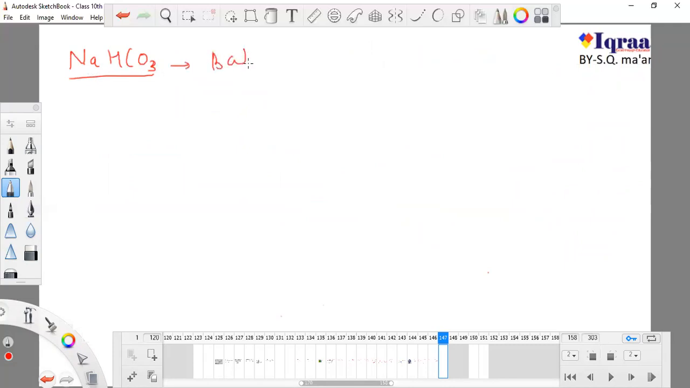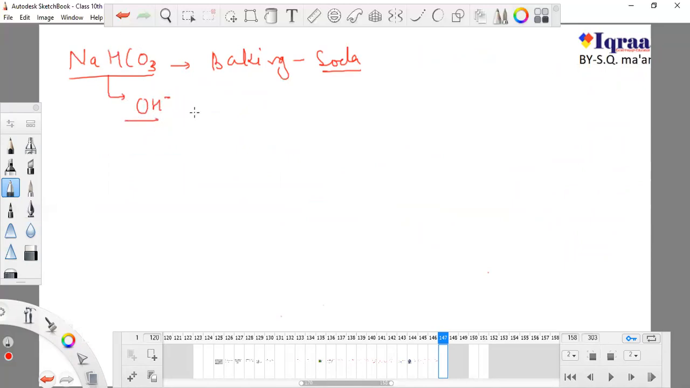The name suggests something. Baking means it is related to food, and soda because it is a base. Okay, it can release... Why is it a base? Do you know why it is a base? Because it can release OH ions. Okay, definitely it has OH ions and it can release them.